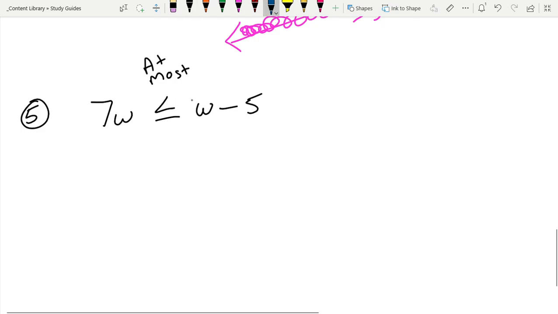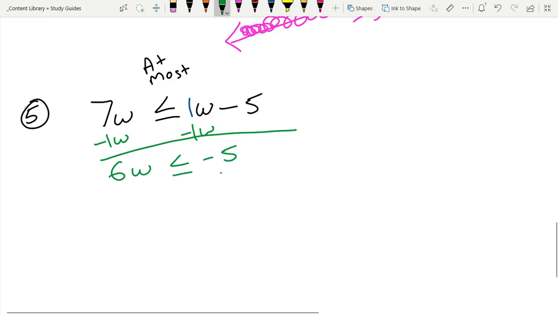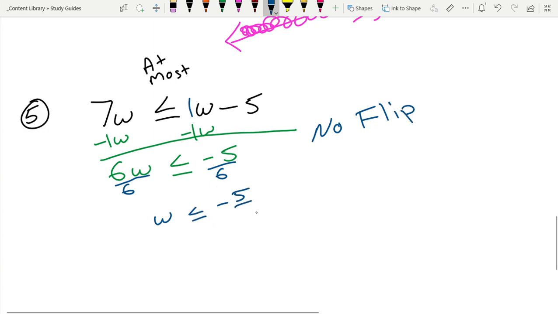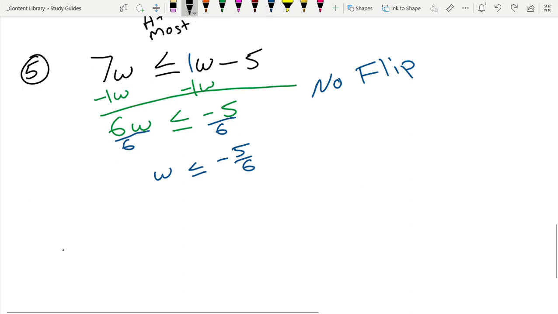Now we go into the solving. Remember, there's really a 1 in front of here if that helps you. We've got w's on both sides, so we're going to subtract 1w and subtract 1w. So I'm left with 6w is less than or equal to negative 5. Now to get rid of that 6, it's a multiplier, so I divide. Again, there is no flip because you brought over a positive. You didn't bring over a negative to divide with. And we don't have to do any graphing on this one. So we get our variable w less than or equal to negative 5/6.